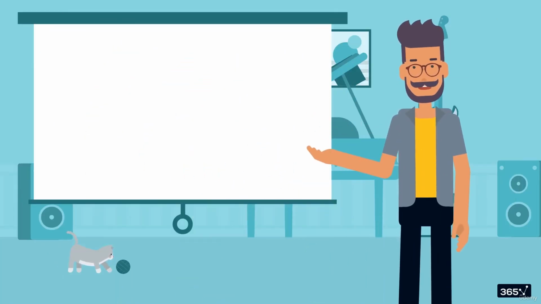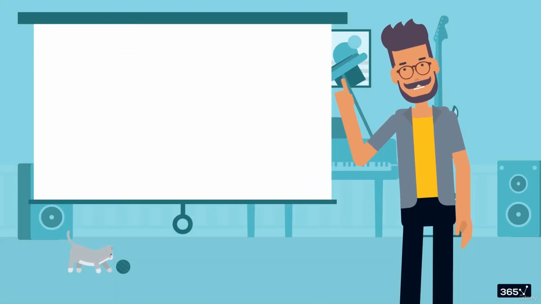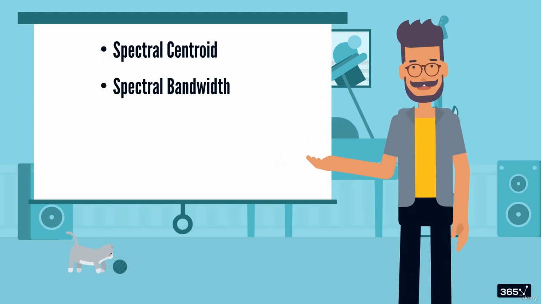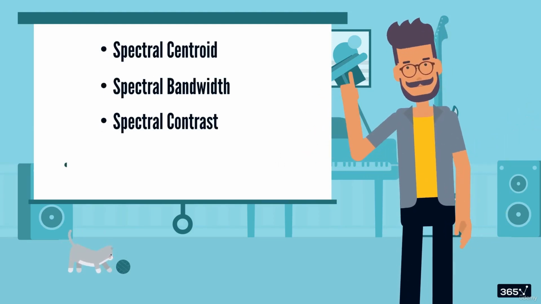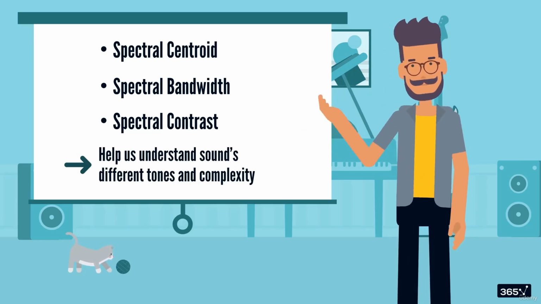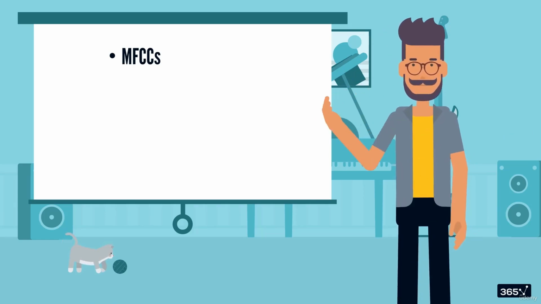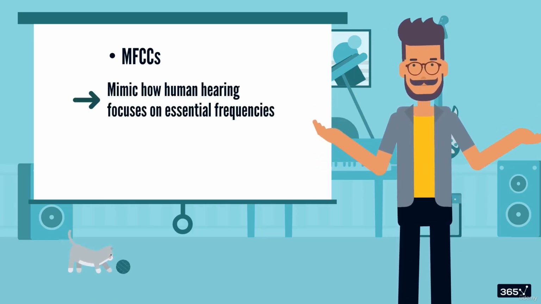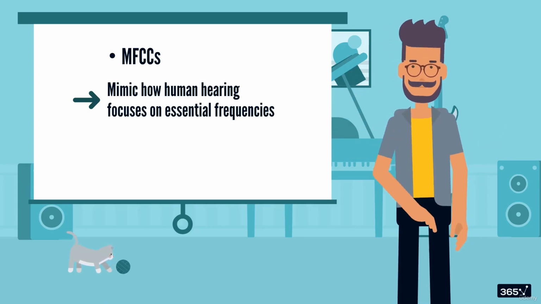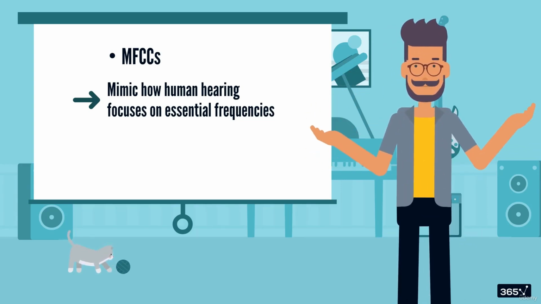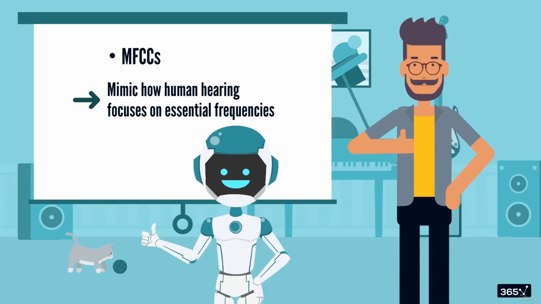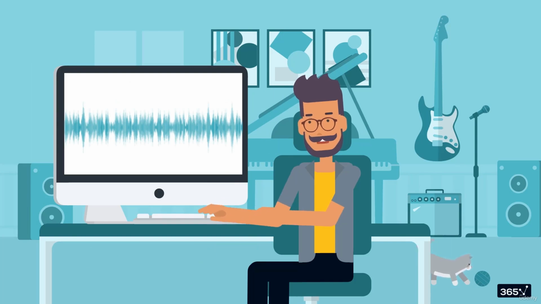Okay, to wrap up, we've explored key frequency domain features like the spectral centroid, spectral bandwidth, and spectral contrast, each of which helps us understand sound's different tones and complexity. We also introduced time-frequency domain features such as MFCCs, which mimic how human hearing focuses on essential frequencies. These features are crucial for speech recognition because they enable systems to process sound more effectively, just as our ears naturally do. Understanding these concepts sets the stage for improved audio management across applications, particularly speech-to-text technologies.